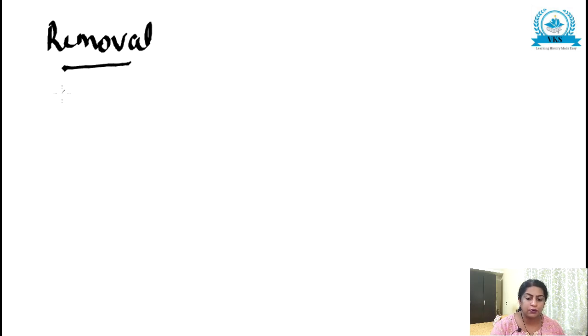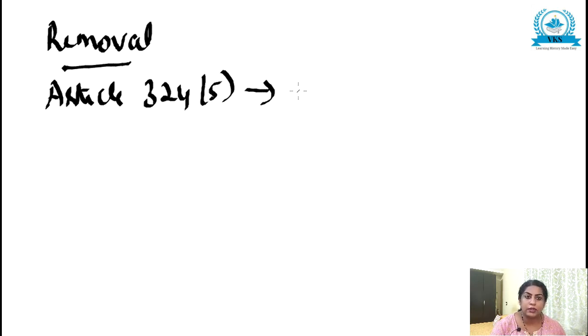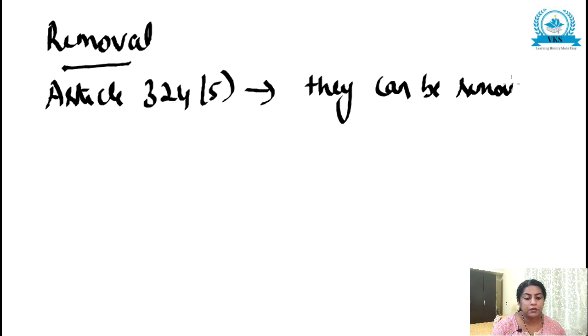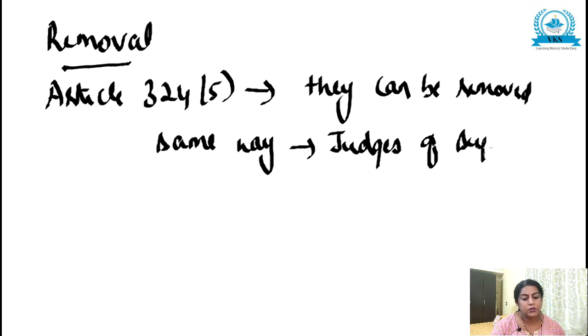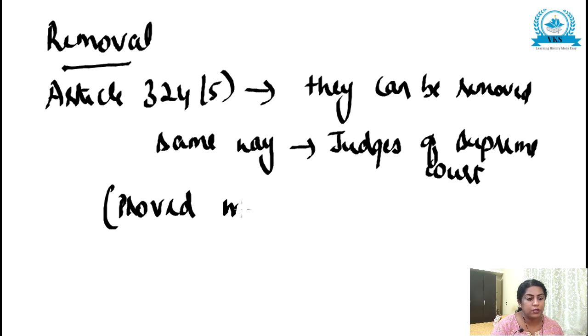Now regarding the removal. When you consider the removal, according to Article 324(5), the Chief Election Commissioner and other election commissioners can be removed from their office in the same manner as judges of Supreme Court. Here it is said that they can be removed in the same way as the judges of Supreme Court on the ground of proved misbehavior and incapacity to discharge their constitutional obligations.